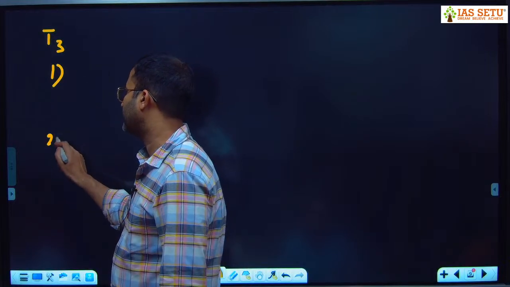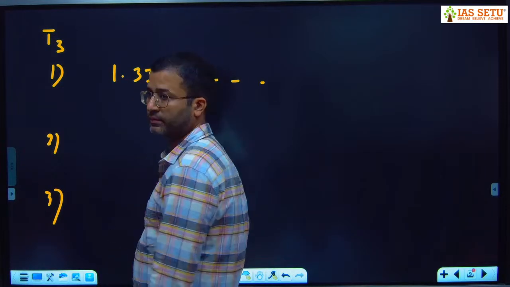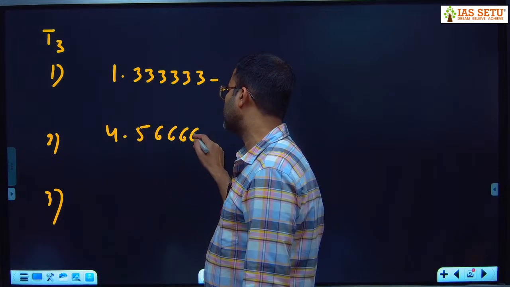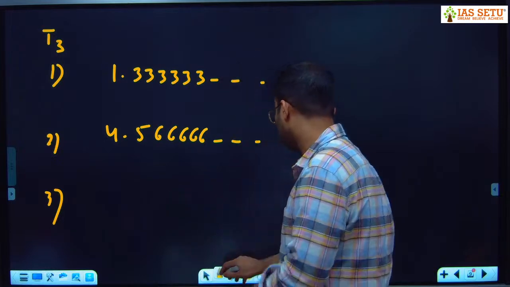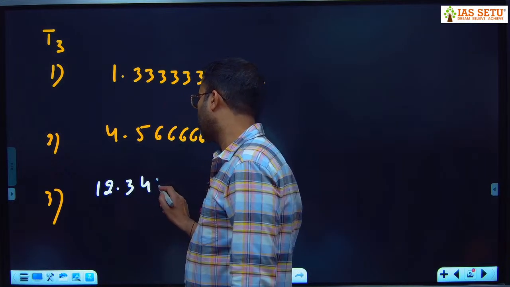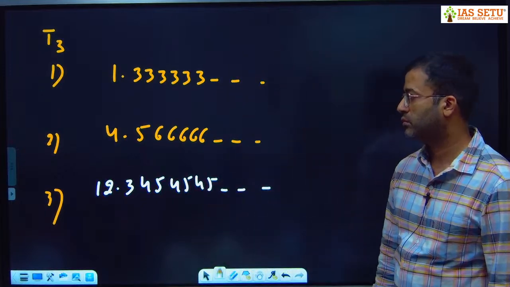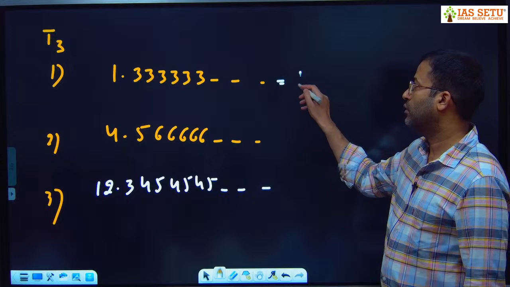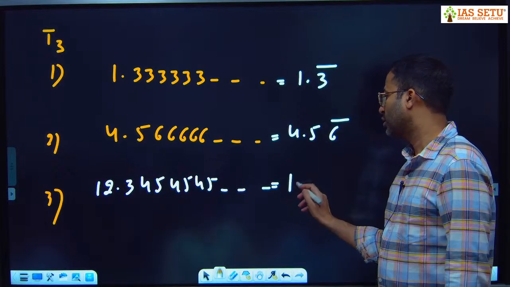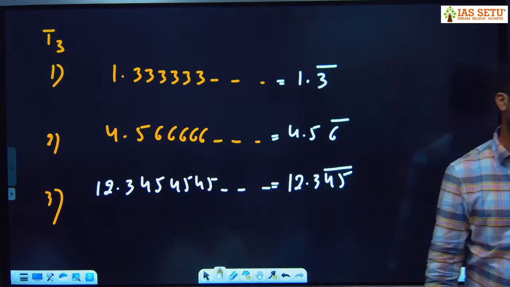I will take 4 examples. Like here 1.333333, 4.56666666, then next is 12.3454545. So 1 point bar on 3, 4.5 bar on 6, 12.3 bar on 4 5, because here 4 5 reoccurs again.